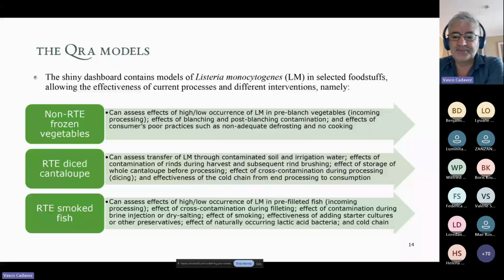And the effect of smoking, effectiveness of adding starter cultures, some interventions that can help us to control the pathogenic microorganisms and other preservatives, and of course we can also model the naturally occurring lactic acid bacteria and the cold chain. So these are the main applications that you can use with these models.